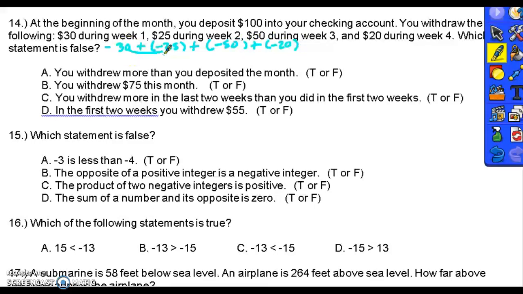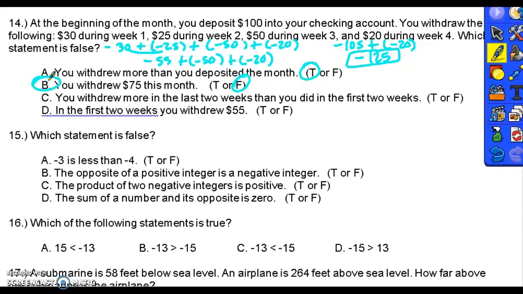Negative 30 plus negative 25 is negative 55. Bring everything else down. Negative 55 plus negative 50 is negative 105. Plus negative 20 is negative 125. So my total that I withdrew was 125. Total that I deposited was 120. I withdrew more money than I put in. So that's true. You withdrew $75 this month. I just counted up that I withdrew 125, so that's false.